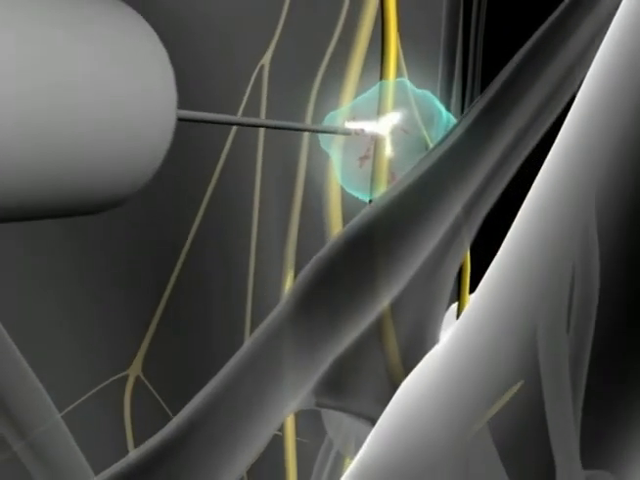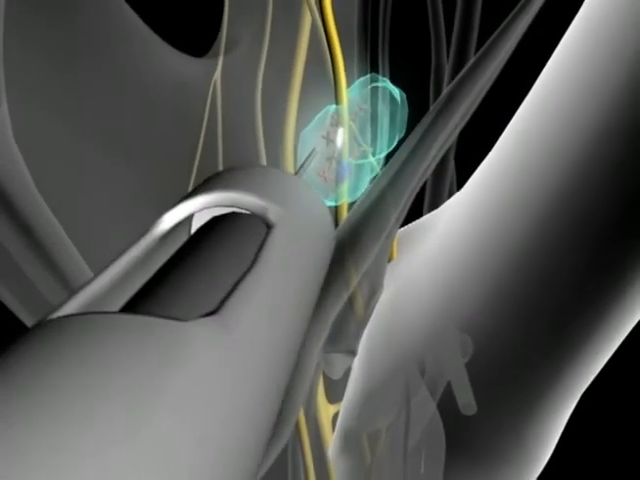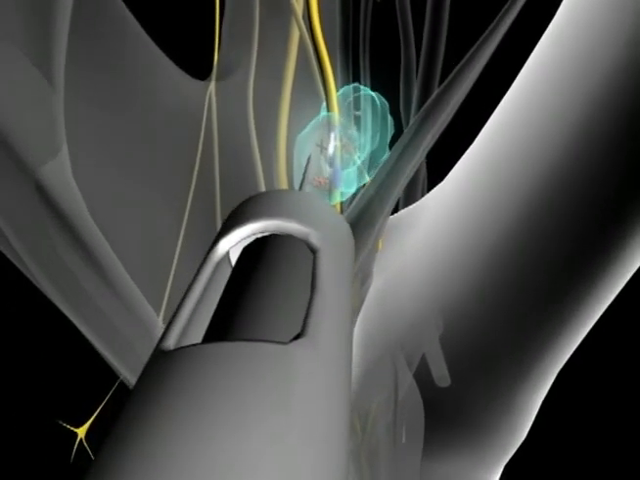Begin the flow of anesthetic at a slow rate so that you have completed delivering the entire cartridge in about 1 to 2 minutes. Then carefully withdraw the needle, following the same path used for entry.